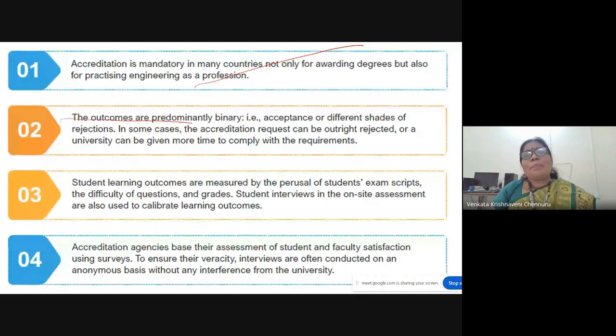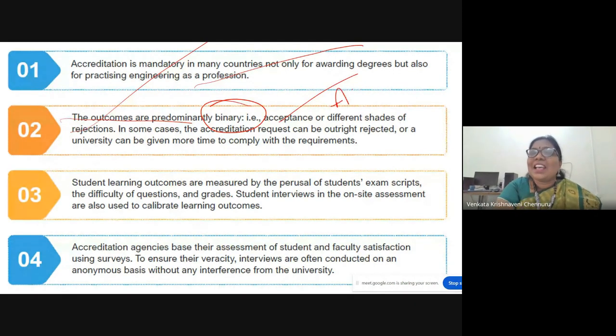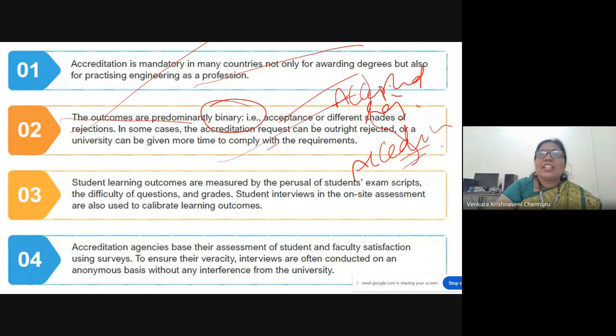The outcomes are predominantly binary: acceptance or different shades of rejection. In some cases, the accreditation request can be outright rejected, or a university can be given more time to comply with the requirements. We who send papers to reputed journals would have faced such results: accepted, rejected, or accepted with minor modifications. So that was one of the best practices used at global level institutions.